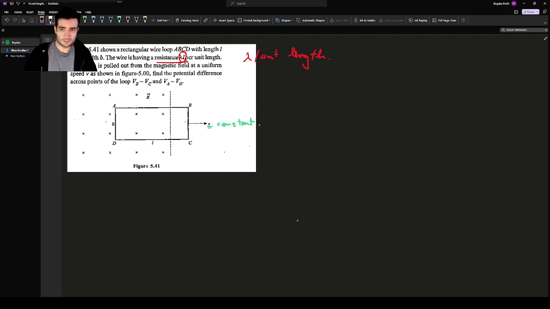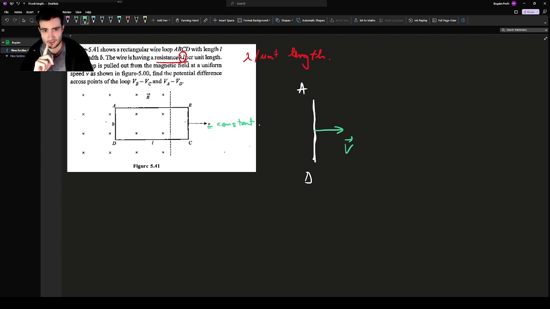I would start by looking at what happens inside the magnetic field. So I would look on the left-hand side of that vertical dotted line. Let's say we look at this wire here, this section that we call AD. We know this is moving with a velocity of v, like this. So all the electrons are moving with a velocity of v to the right. And the magnetic field is pointing into the page, or into the screen.